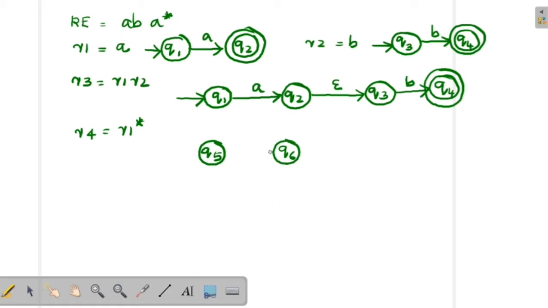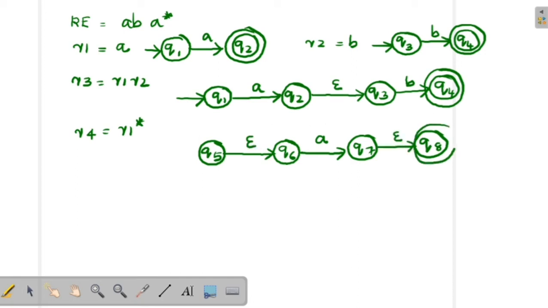Okay, so Q5, then Q6, then Q7, Q8. Okay, so Q6 to Q7 we have the A transition. To become A star, here we have an epsilon transition, here also an epsilon transition, and Q8 is the final state. Then there is a transition from Q7 to Q6 over epsilon, then Q5 to Q8 over epsilon, and Q5 is the initial state. Right? So this epsilon NFA can accept A star, that is R1 star.